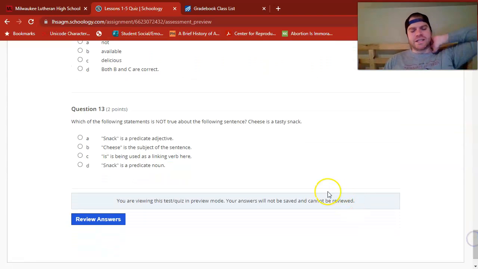Question 13 is asking a different sort of question. It says, which of the following statements is not true about the following sentence? Cheese is a tasty snack. From there, they ask about individual words. So you'll have to select which of these is not accurate.